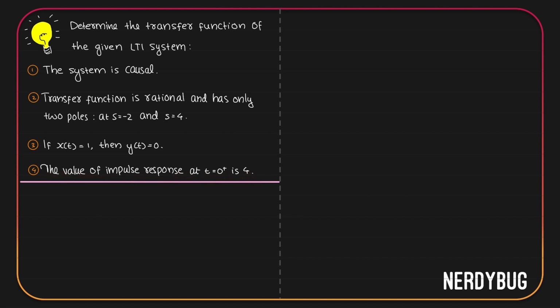From all this information, we have to find the transfer function of the LTI system. The first thing I can see is the system is causal and it has a pole at s equal to 4. S equal to 4 is on the right side of the plane, which means our system is not stable. For a causal system to be stable, the only condition is all poles should be on the left hand side. But here we have one at s equal to 4, or sigma equal to 4. It is on the right side, so our system is unstable.